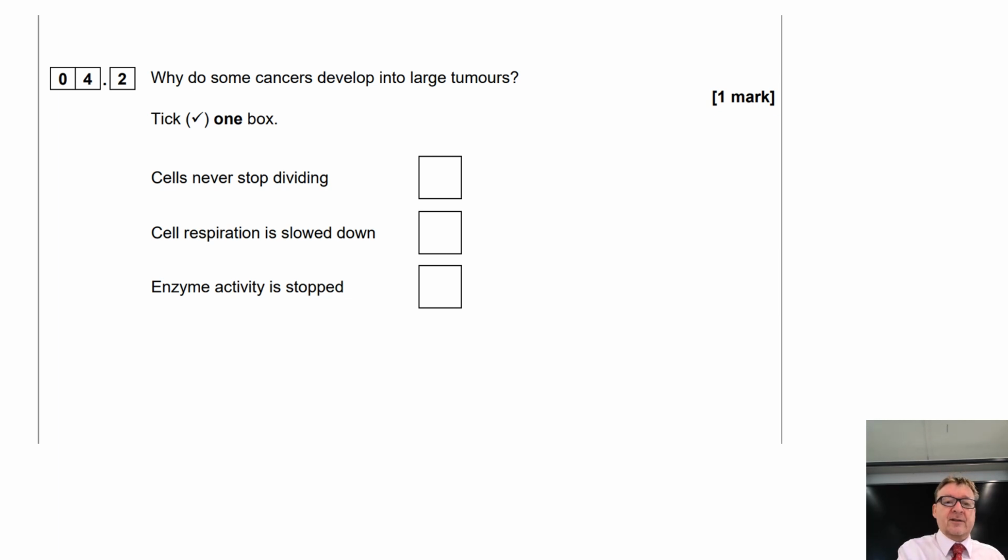Why do some cancers develop into large tumours?